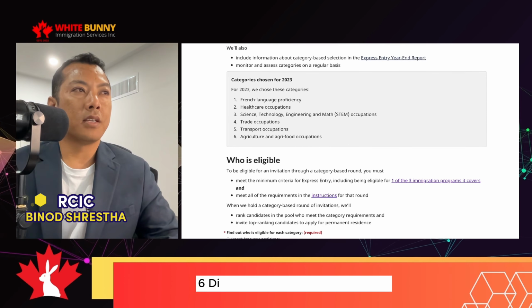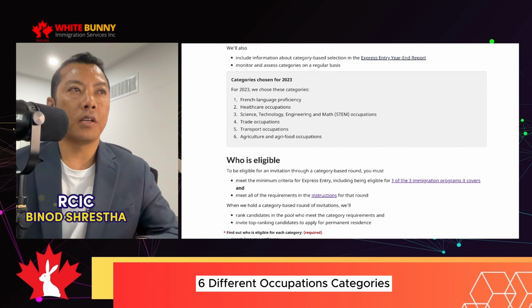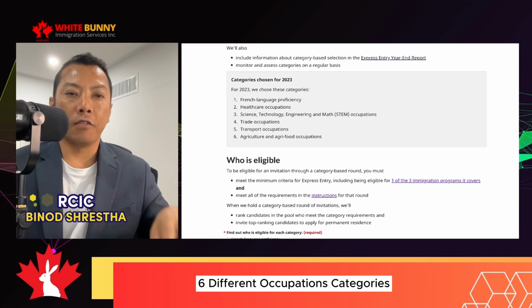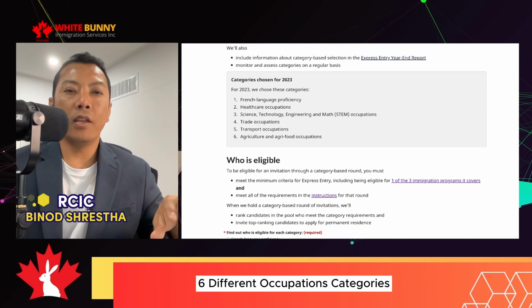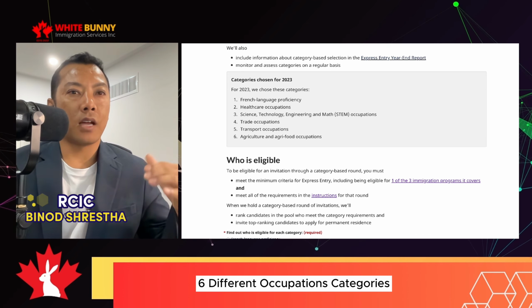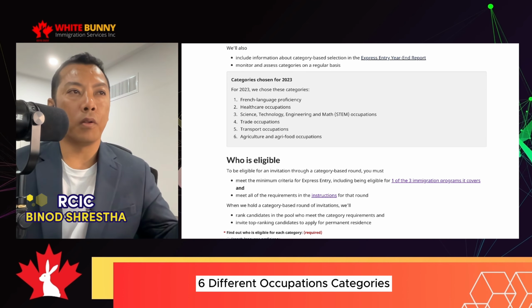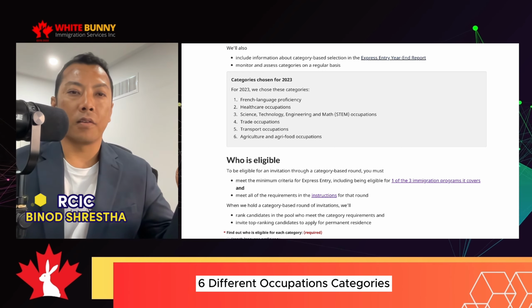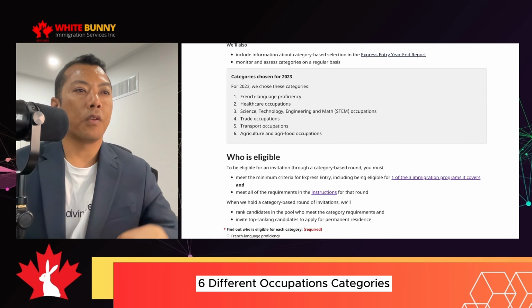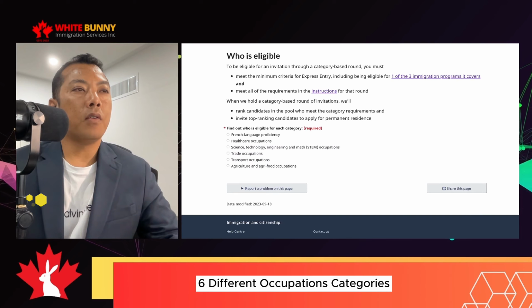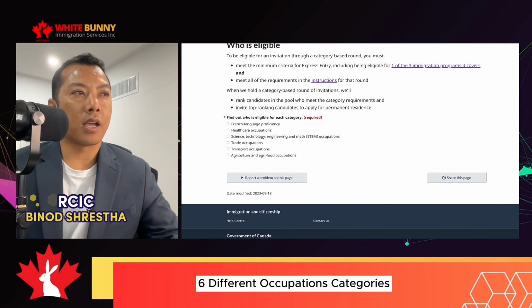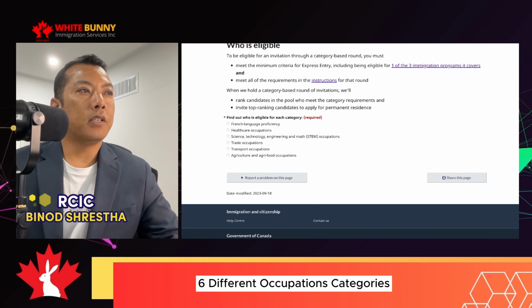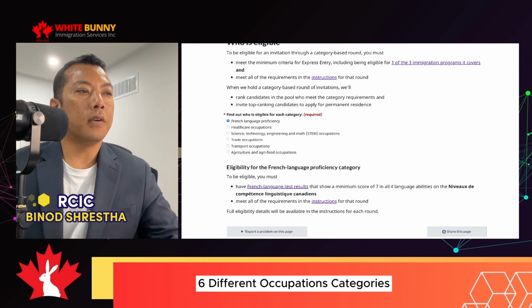So these are the 6 categories of occupation the minister has identified based on the job trend in the market, and they started inviting people who are under these categories, under these occupations, right? If you go a little bit down, you can find everything in detail, what jobs are listed under each category. So this is the French one, the very first one you can see here.